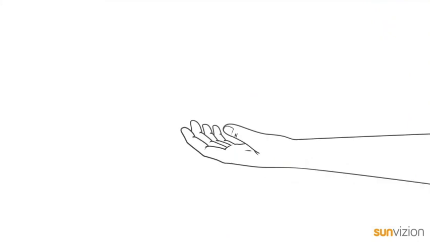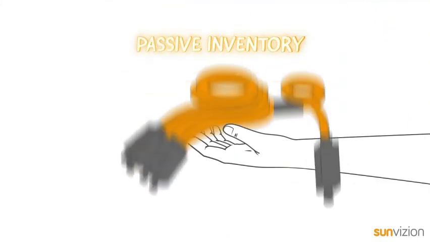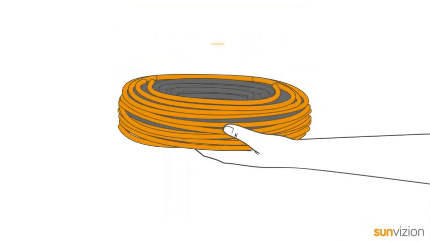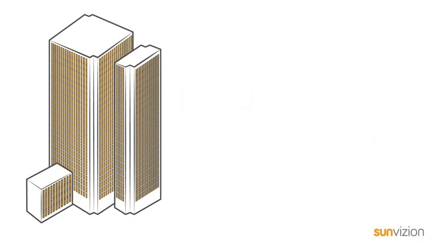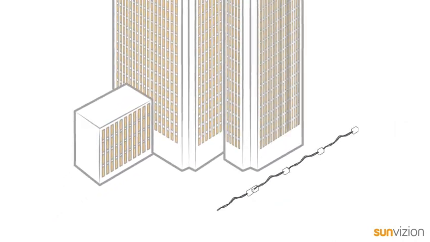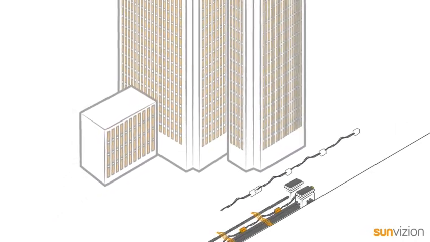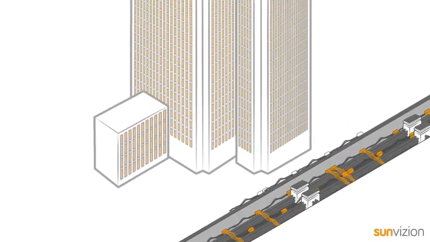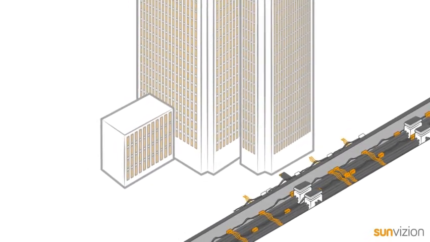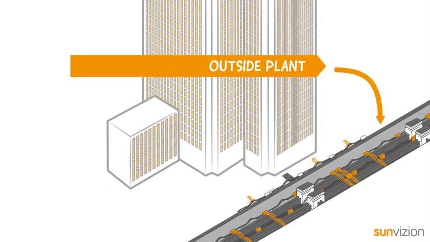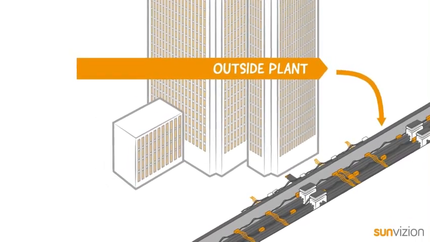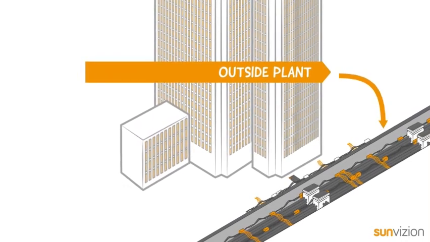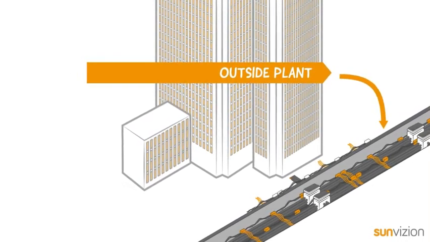There are also components known as passive inventory. These can also be held in your hand, but generally don't have a power cord attached. Passive inventory types include cables, joints, underground ducts, manholes, connectors, towers and poles, patch panels, and splitters. Since most passive inventory is located outside, most, but not all examples, fall into the subcategory known as outside plant.